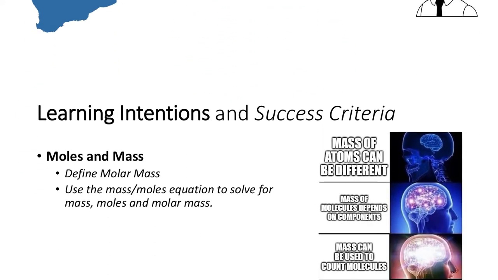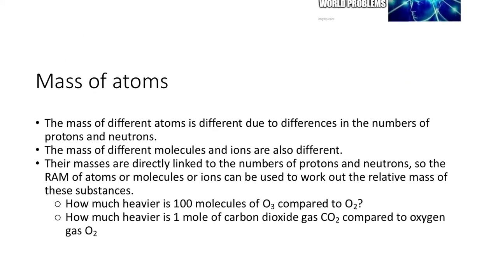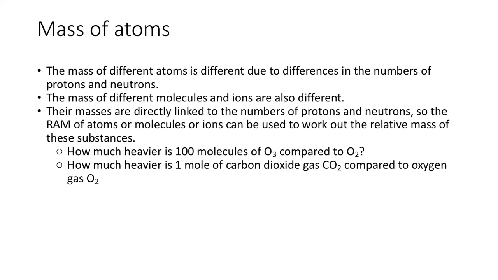So let's get started. We're going to be learning about molar mass and how to use molar mass and moles to solve for stuff. So, mass of atoms. The mass of different atoms is different due to the differences in numbers of protons and neutrons. Effectively, atoms weigh differently because of the number of protons and neutrons, because the electrons don't weigh that much. So the mass of different molecules and ions are also different, because molecules are made up of different components, and therefore their weights will be different depending on what components they're made out of. Their masses are directly linked to the number of protons and neutrons.